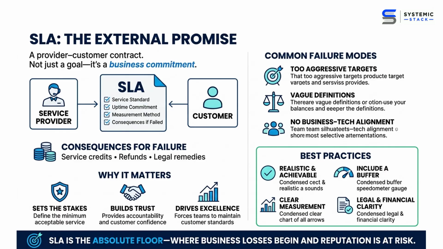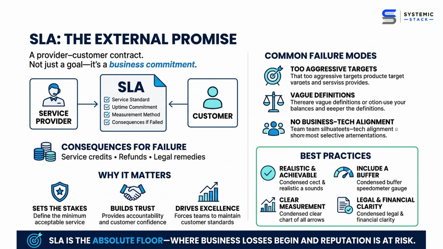What matters here is that it sets the stakes for the entire organization. However, a huge failure mode is setting an SLA that's too high. If you promise 99.99%, but your underlying cloud provider only guarantees 99.9%, you've just created a massive financial liability. In an interview, show you understand this business technical alignment.